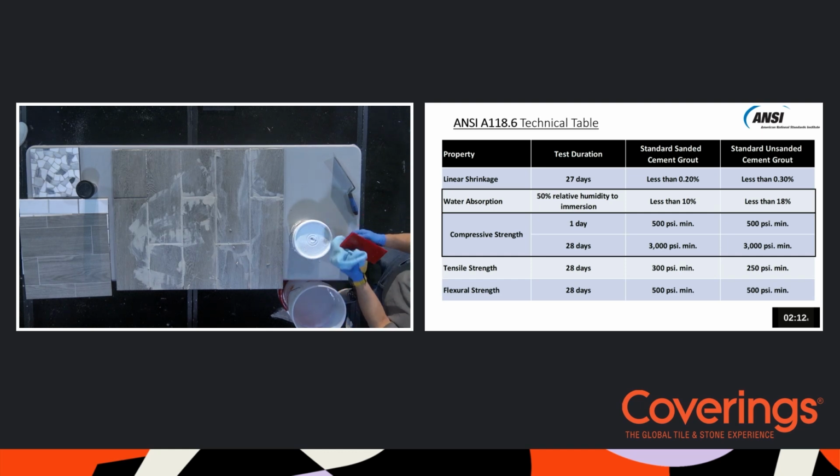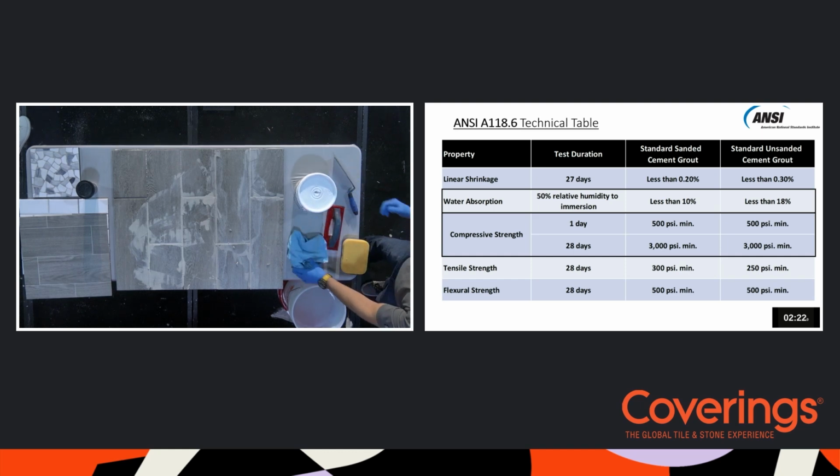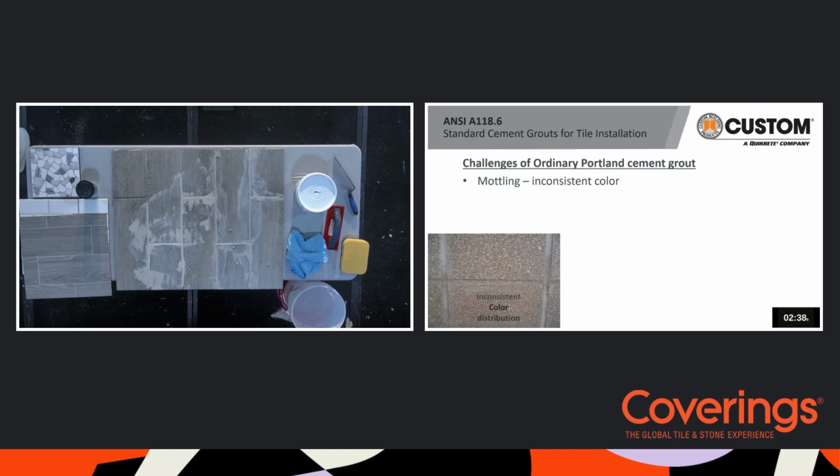And then the compressive value is important as well. So a minimum of 3,000 PSI is required after 28 days so that we can guarantee ownership, Mrs. Jones, or the developer that owns this convention center or shopping mall. We can guarantee that grout will perform in the tile assembly when we have high heels hitting it, when we have rolling loads over it, any kind of stress directly on that grout. So 3,000 PSI.